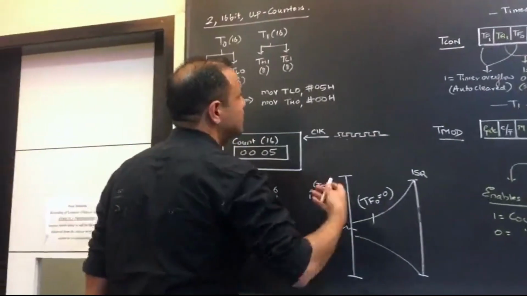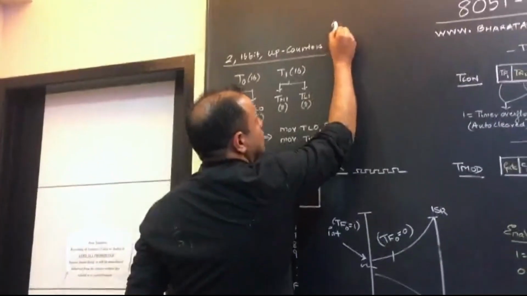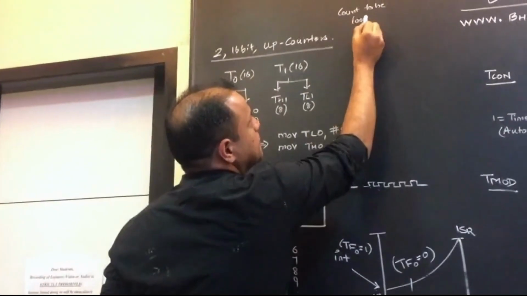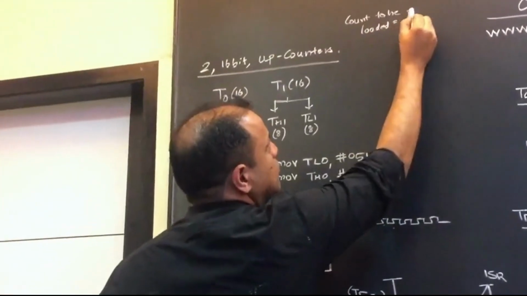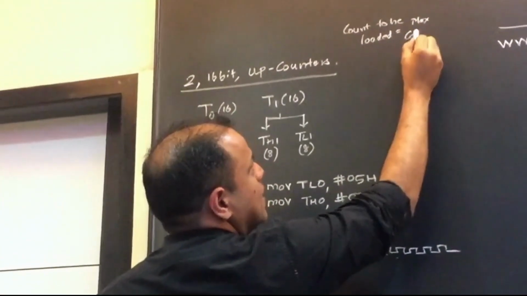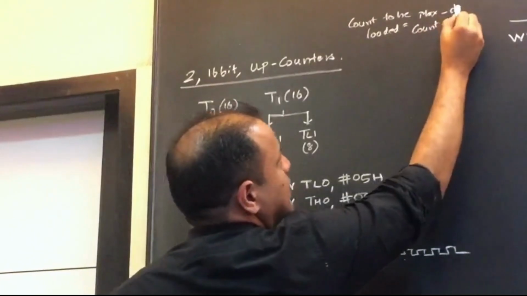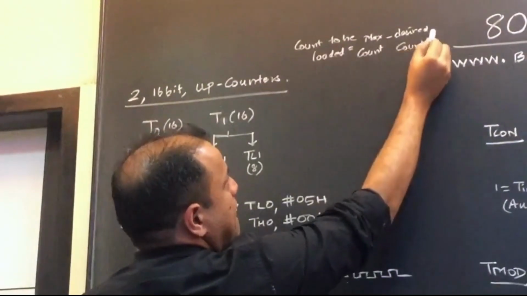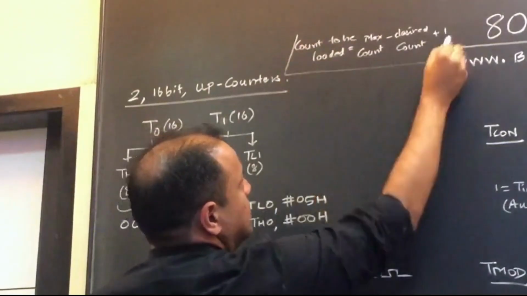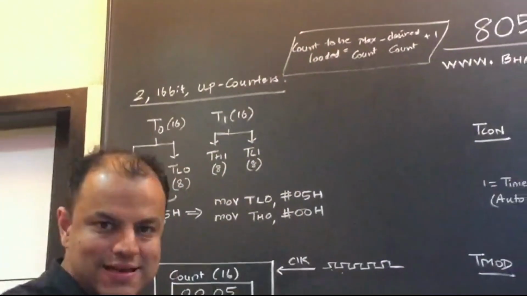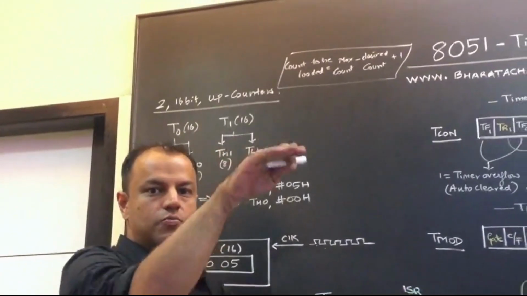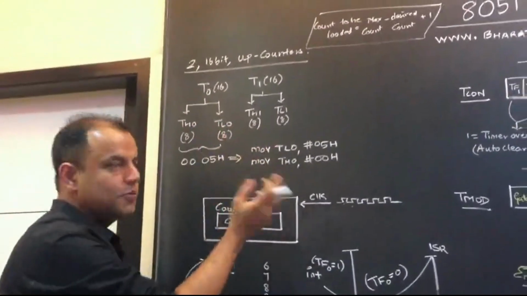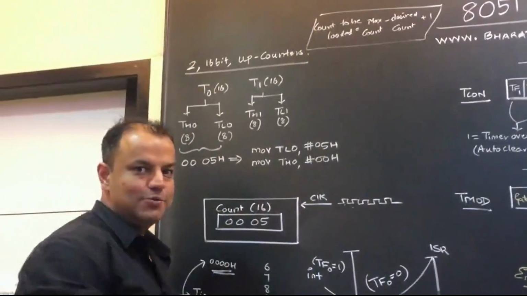So, here is a formula. Count to be loaded is equal to max count minus desired count plus 1. Please tell me, did you understand the formula? Max count minus desired count plus 1 is the formula for the count. This formula applies to both timers because both are up counters. Tell me, did you understand?